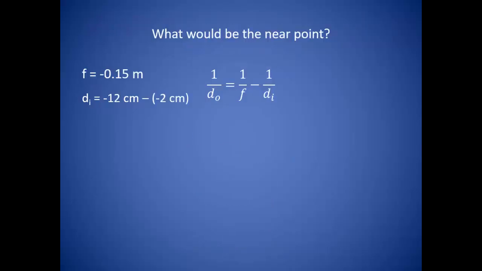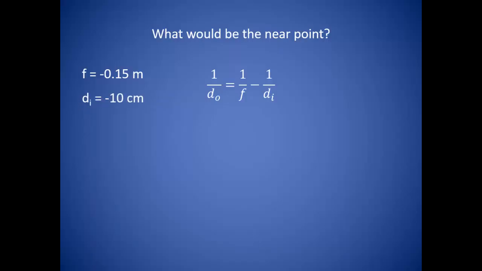So what would be the near point in this situation? We just found the focal length at 15 centimeters, and the near point when glasses are worn is where the object is placed so that the lens forms an image, in this case 12 centimeters from the eye. Again, we are dealing with glasses, so the corrective lens will be placed approximately 2 centimeters from the eye, giving us an image distance of 10 centimeters.